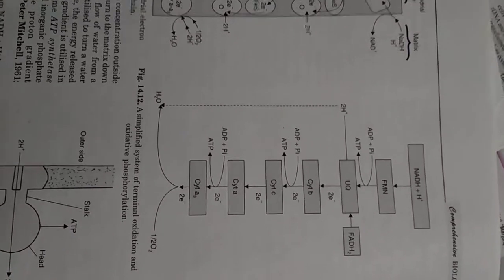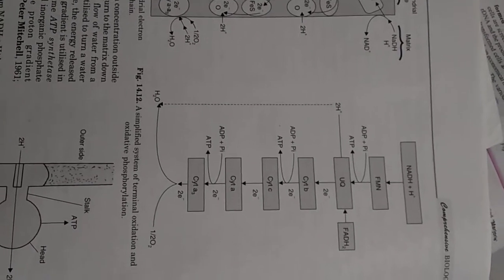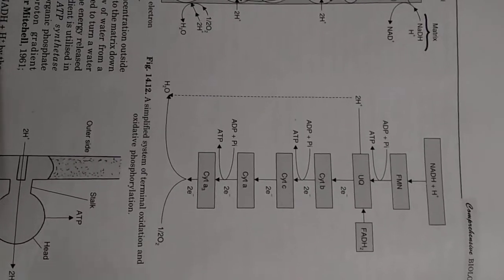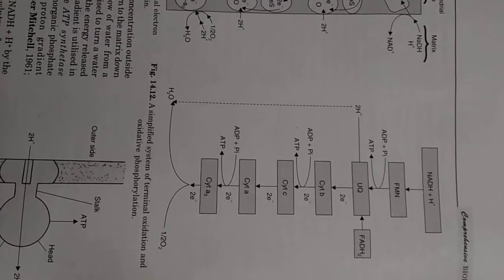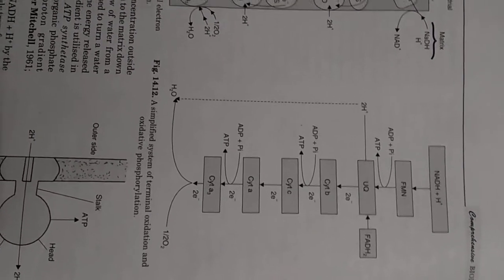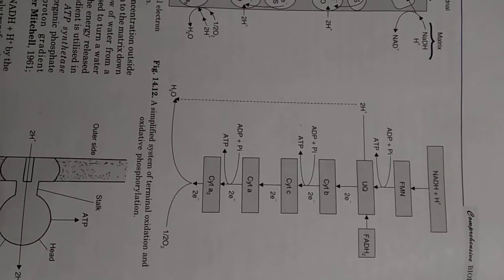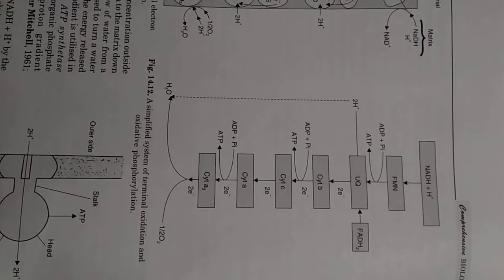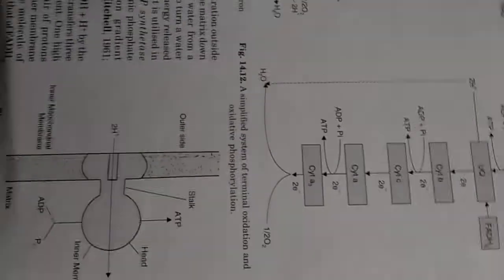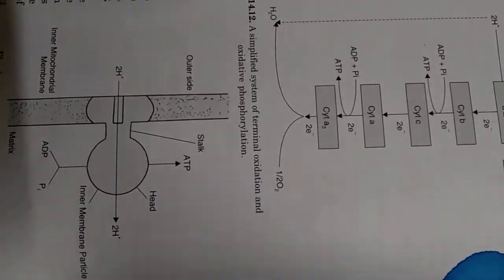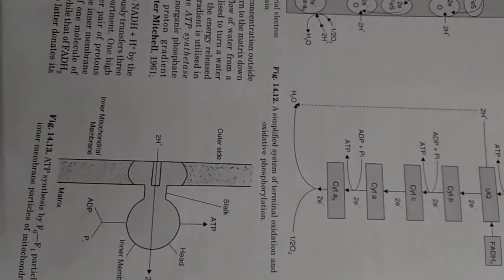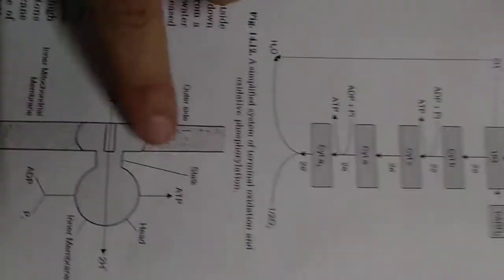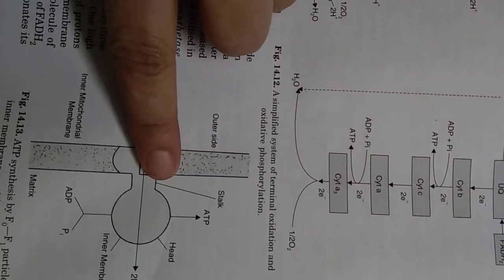Friends and students, today we are going to discuss a new topic which is very important, but also very neglected. It is about terminal oxidation or oxidative phosphorylation, or we can say the electron transport system that occurs in the mitochondria. Here is the mitochondrial F0 F1 particle. As you can see, the head region is called the F1 region, and then there lies the stalk region called the F0 region.